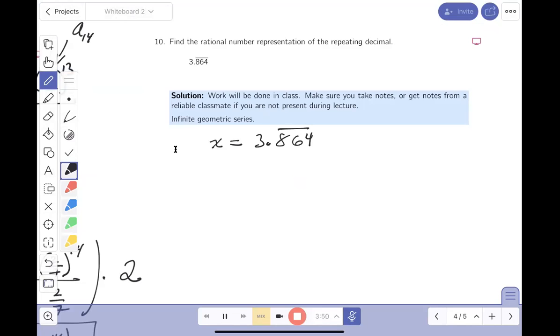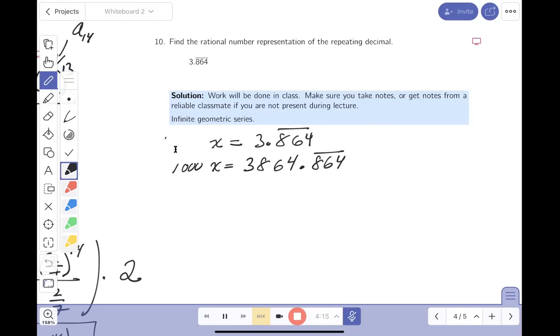What I do is I multiply by the pattern of repetition, and there's 3 places of repetition. So what's that pattern going to be? I'd have to multiply by 1,000. And why is it? It shifts it. I would get 3864.864 repeating. If that takes your time to think through, please take your time to think through that.